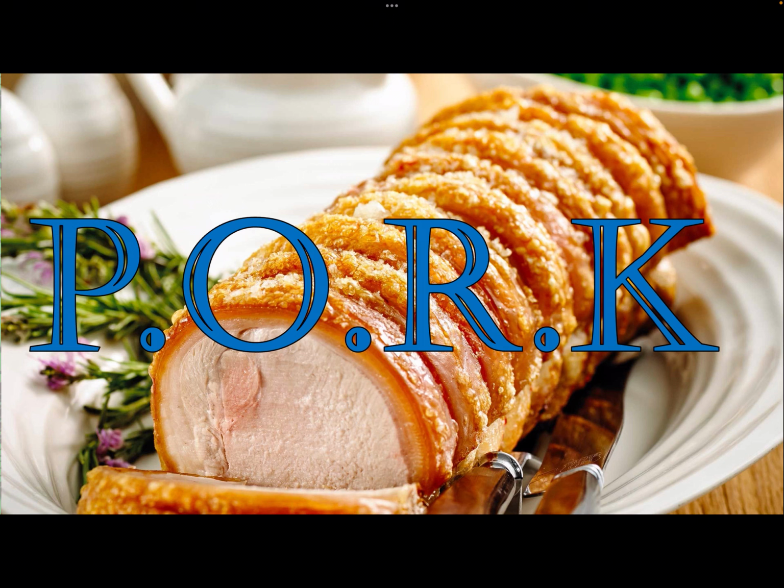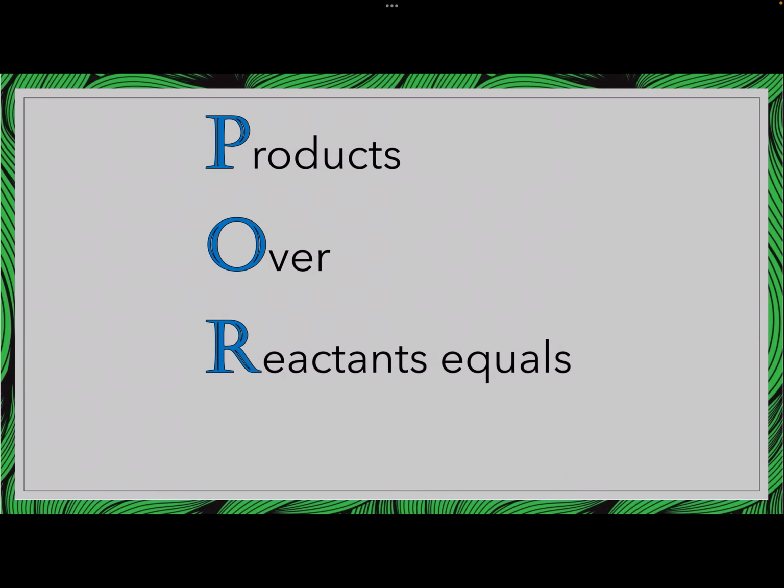Just take that image of the nice juicy pork and embed it into your mind so that whenever you think of K equations, you're thinking of that nice juicy roast pork. What does it mean? Products over reactants equals K. This is our mnemonic to remember it. Products over reactants equals K.